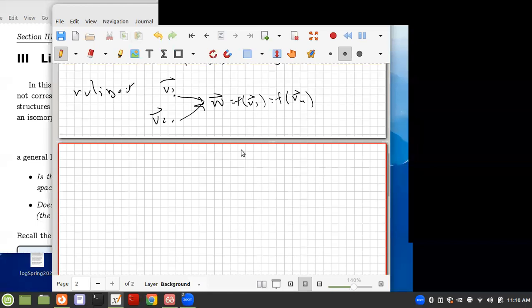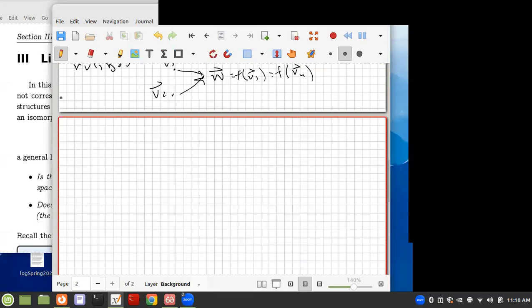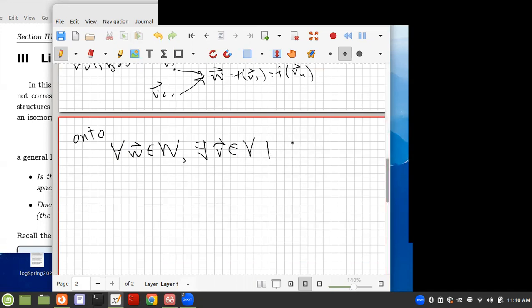And then, okay, the other property is onto. This says if a map is onto, for every W that's in the codomain, there exists a V in the domain such that F of V equals W. So you can take any vector in the codomain, and there's got to be a vector in the domain that maps to it. That means that nothing gets left out.